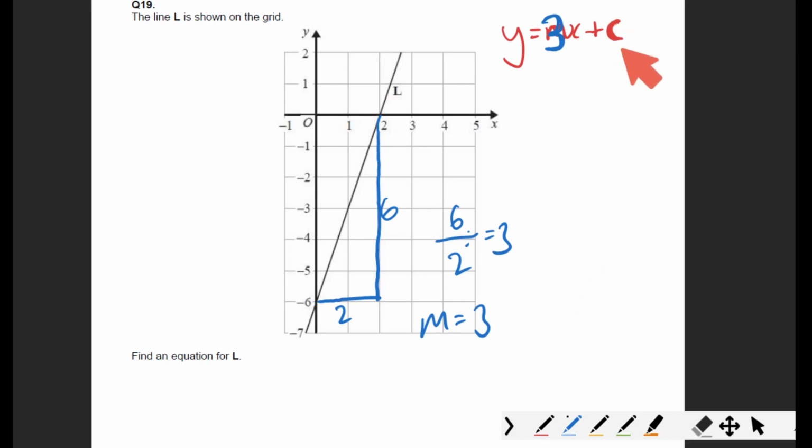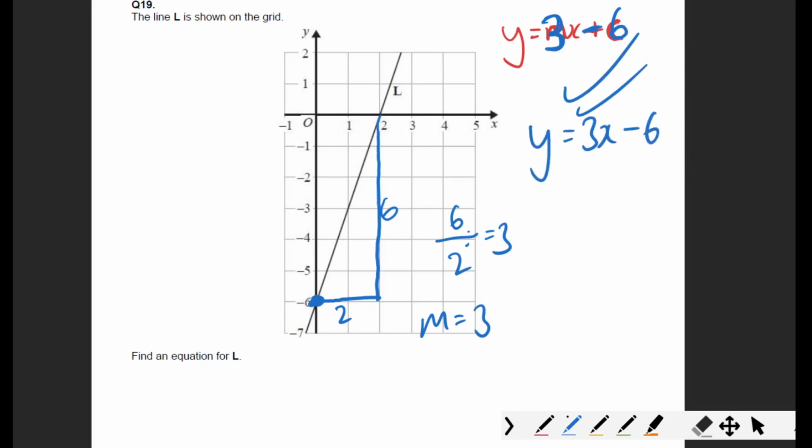Right, the intercept, the c. Where does this black line cross the y-axis over here, this thick y-axis? Where does it cross it? If you keep going, it's right there. That black line crosses the y-axis right here. So c is -6. That's the answer. That's the equation of that line there.